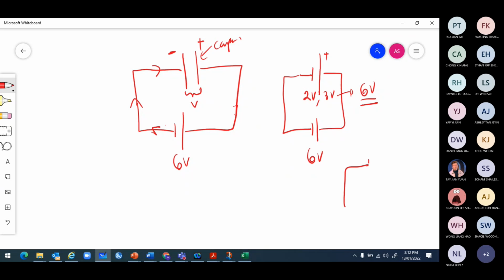This is 6 volts, so we use Kirchhoff's second law. What is the sum of EMF in this circuit going to be? Positive terminal is connected to positive terminal. What is the sum of EMF? It becomes 0 volts, right? So what happens?